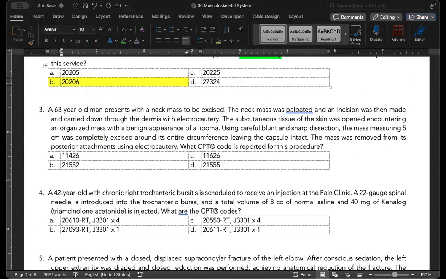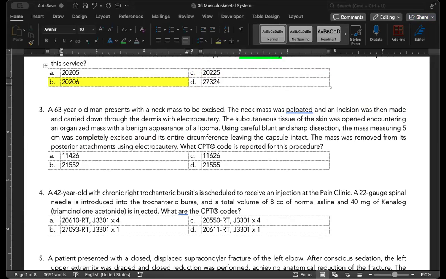Move on to number 3. We have a 63-year-old man that presents with a neck mass to be excised. The mass was palpated. An incision was then made and carried down through the dermis with electrocautery. The subcutaneous tissue of the skin was opened, encountering an organized mass with a benign appearance of a lipoma.